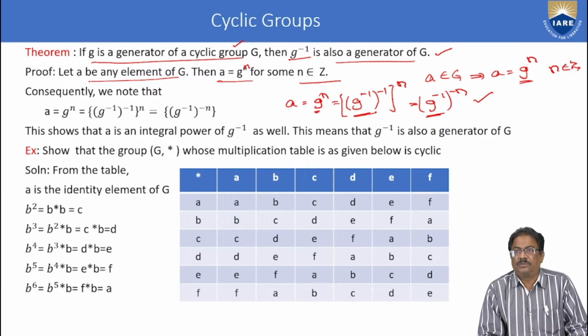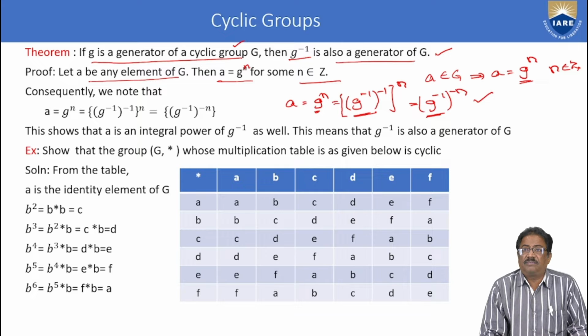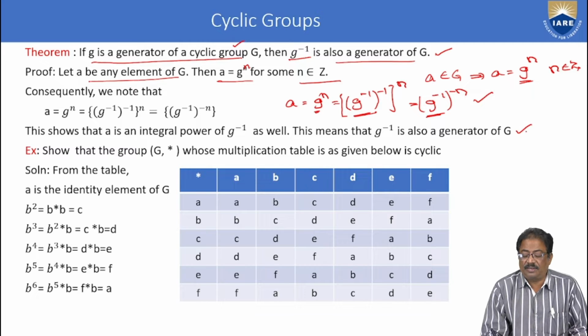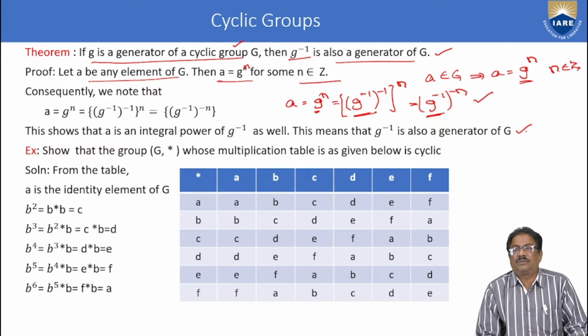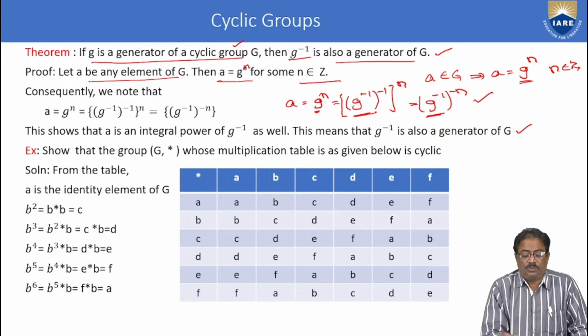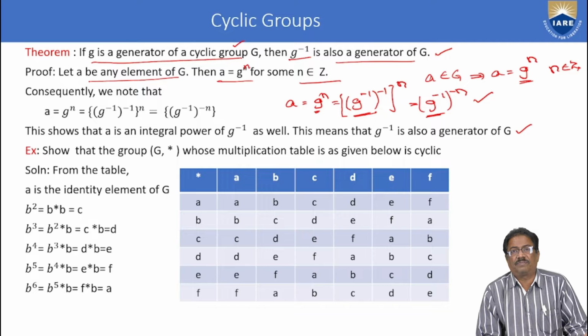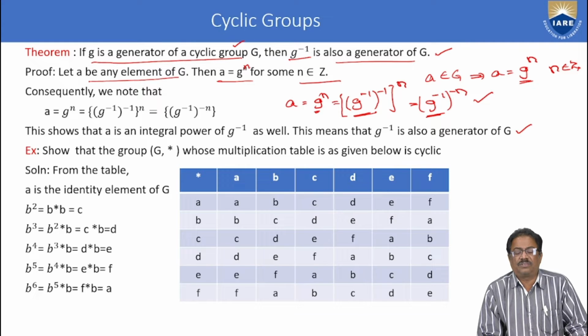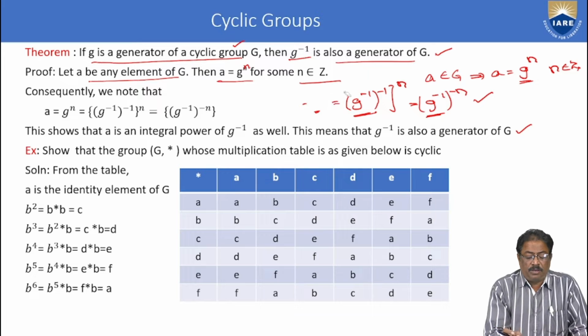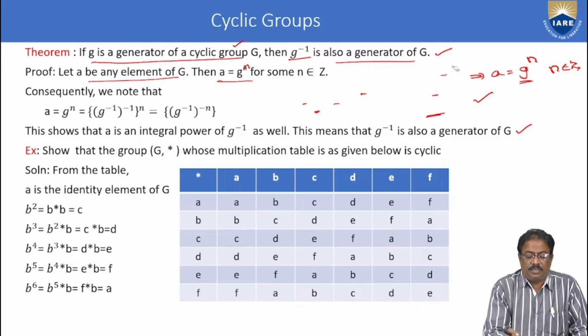G inverse also. So we can say that G inverse is also another generator of the group G. So whenever G is one generator of a cyclic group, then G inverse is also another generator of the same cyclic group. Okay. Now let us go for the other example.